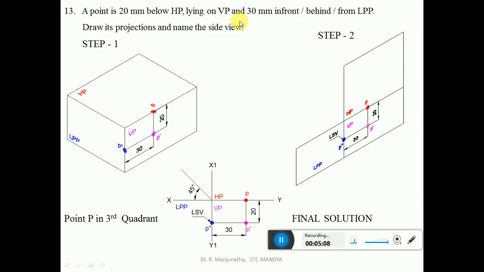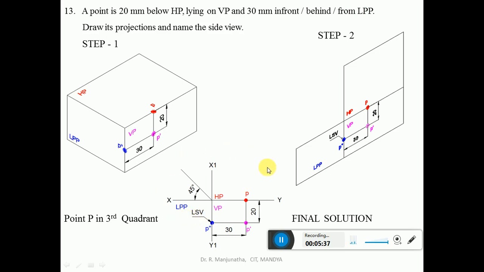Since it is lying on VP, obviously it should be on HP. So that also needs to be projected into the side view. Since it is on HP, the point will come to the origin, and again when it is rotated here, it will come on this. So you are going to get this point here, at the intersection of both the front view distance as well as the top view distance, which is going to be small p double dash. Then, since it is behind LPP, you are going to get this as the left side view.